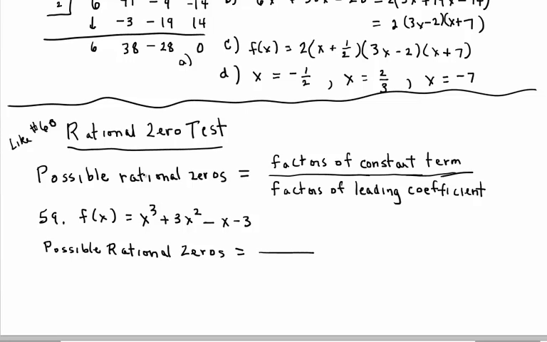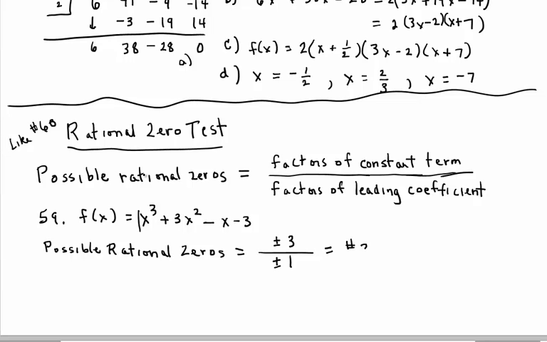This is easy, especially when the leading coefficient is 1. Okay, what are the factors of the constant term? Well, either 3 or negative 3 will go into 3. And what are the factors of 1? Simple. This list is so small. All right, if you wanted to simplify, it's just positive, negative 3.